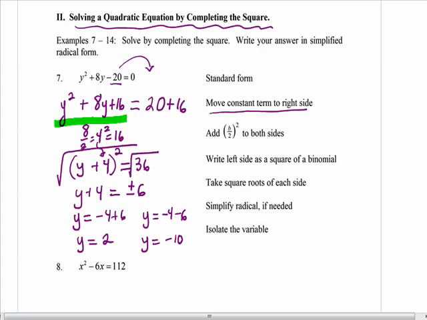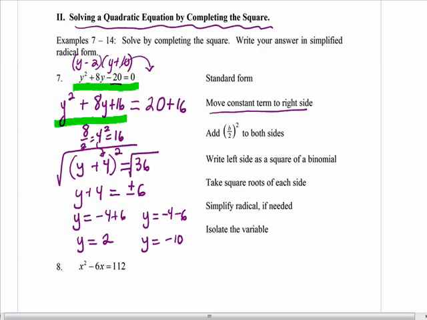Now, this one would have factored. Who can factor that equation for me? The initial one. Who could factor this? Raise your hand, please. Megan. Would it be y minus 2, and then on the other side y plus 10? That's the correct factorization. Look, it looks just like the opposite of these.